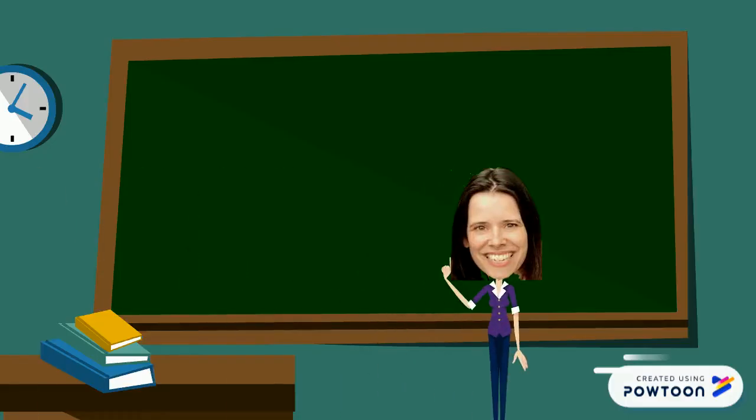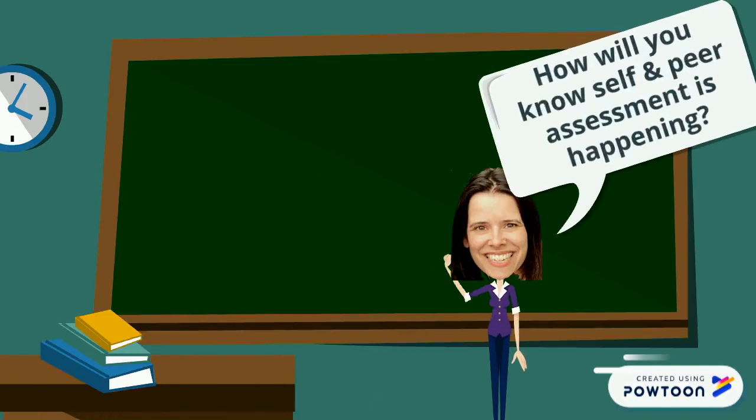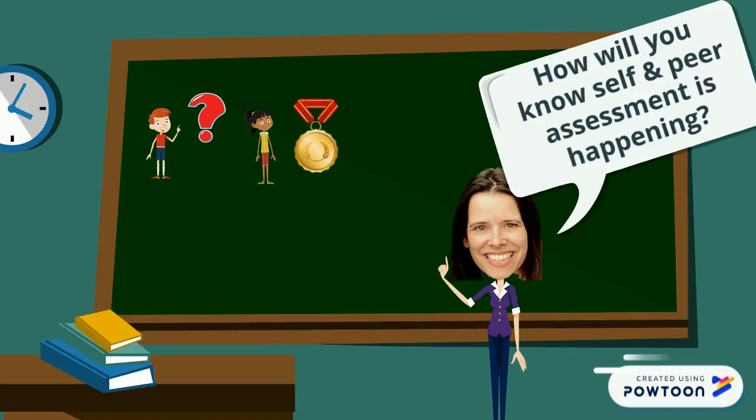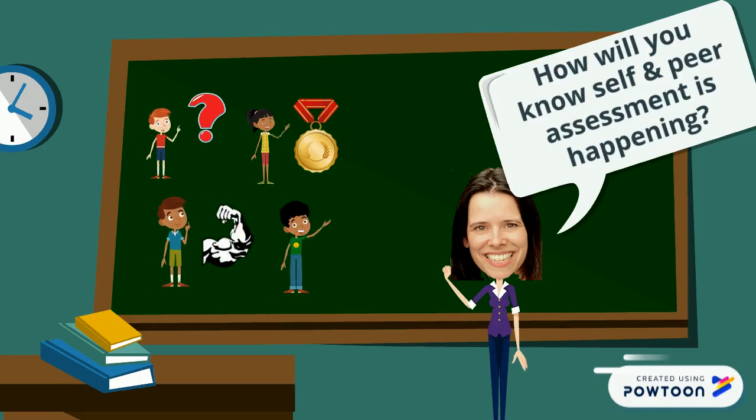What does a classroom look like that uses effective peer and self-assessment, you may ask? Well, students are regularly asked to assess their own work. They monitor and create their own goals. They can articulate their strengths and challenges, and they treat mistakes like opportunities.